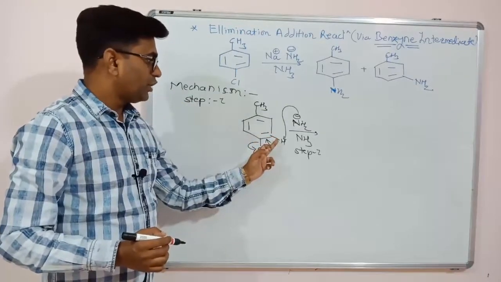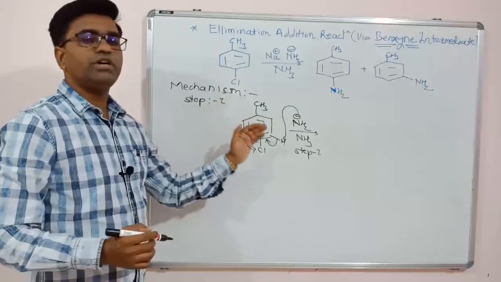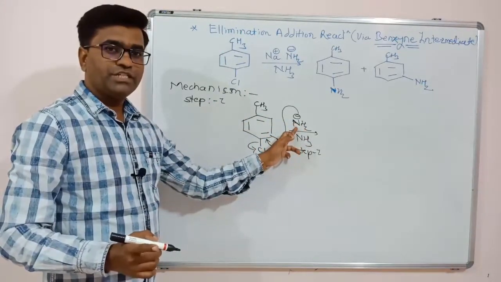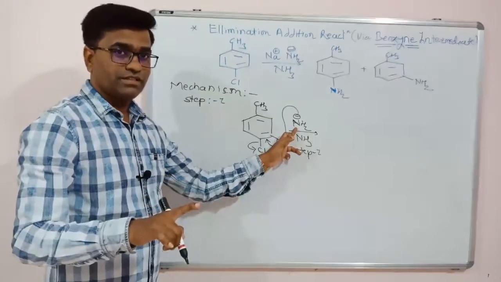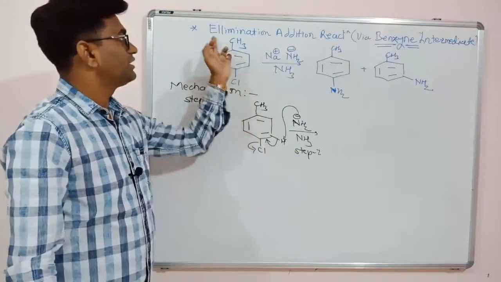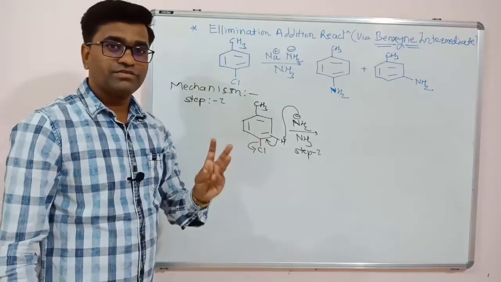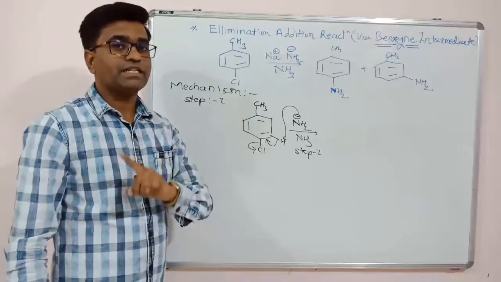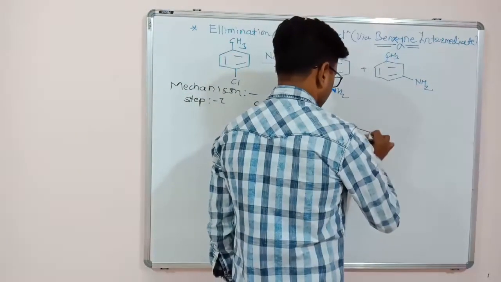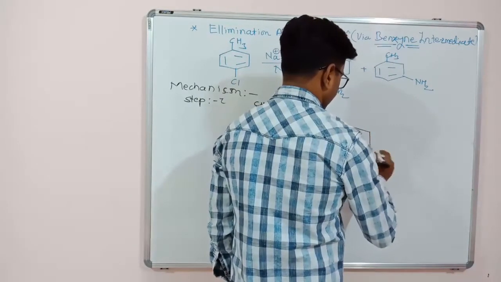See here, formation of the aryne intermediate. So the first step is the formation of the aryne intermediate, where NH2- acts as a base and a double bond becomes a triple bond. This step is called the elimination step, the aryne formation step, where the reagent acts as a base. So what we get is a benzene intermediate.